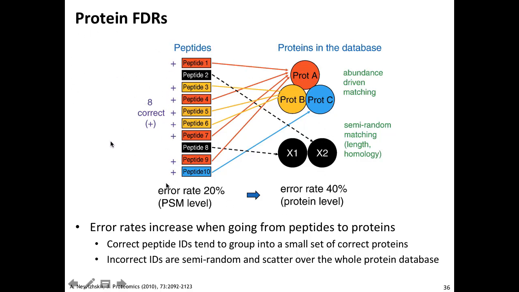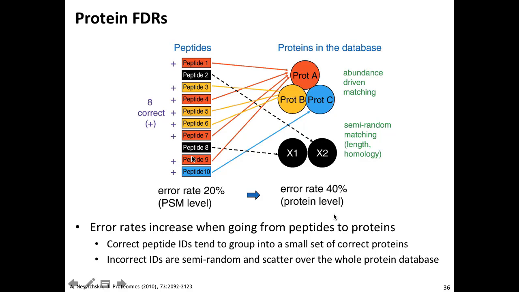If you do the math, and you can do something similar to what we did for Target-Decoy on the protein level as well, the statistics are not really straightforward, which is why we will not go into the detail. I just give you some idea of what happens. But this simple example here explains how you can get from a 20% error rate at the PSM level already to 40% FDR at the protein level.